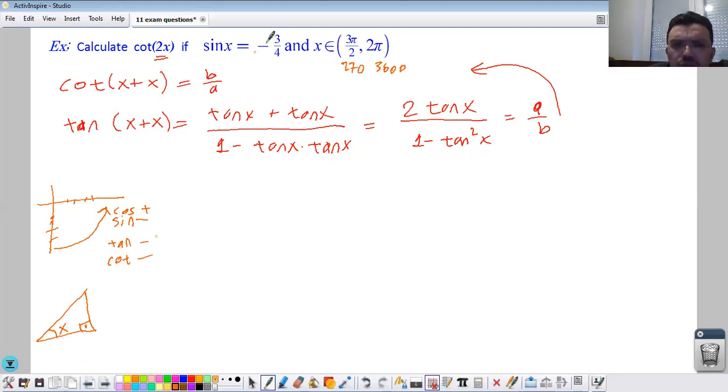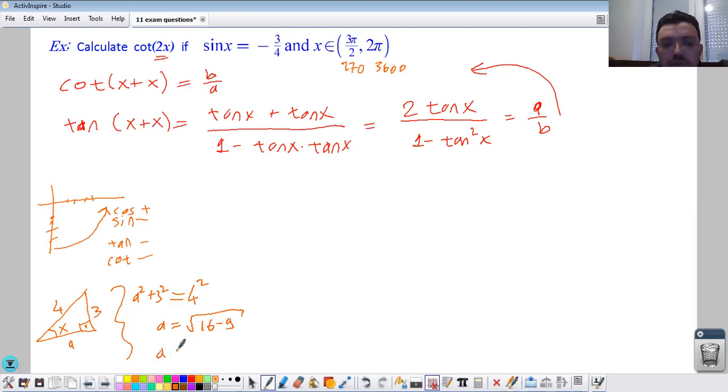Sine x. We just act like there is no minus. So sine is opposite side over hypotenuse, 3 over 4, and we try to find the third side. So we use the Pythagorean theorem. The hypotenuse is 4 squared, then the other two sides are a squared plus 3 squared. So a equals the square root of 4 squared, which is 16, minus 3 squared, which is 9. Once you move it over there, 16 minus 9 is 7. A equals square root of 7.